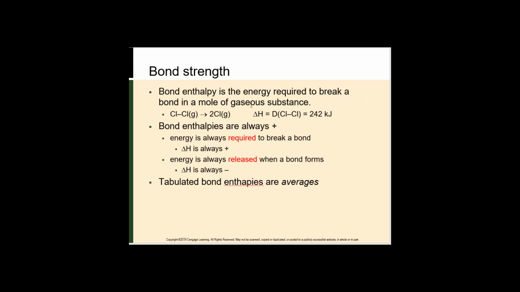Bond enthalpy is the energy required to break a bond in a mole of gaseous substances. So if I've just got a carbon-carbon bond, or a chlorine-chlorine bond, so a Cl2 is equal to 2 chlorines, we have an energy, and this amount of energy is required to break that bond. And energy is delta H, enthalpy, positive if it's required to break a bond. And when those bonds are formed, energy is released, so our delta H is negative.